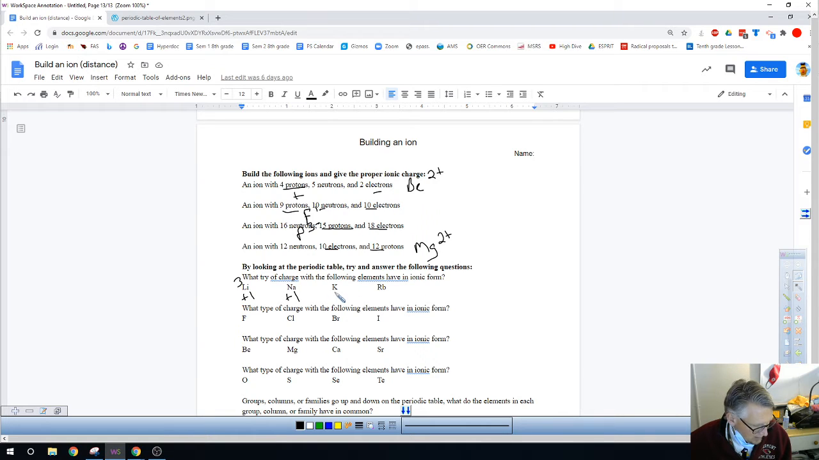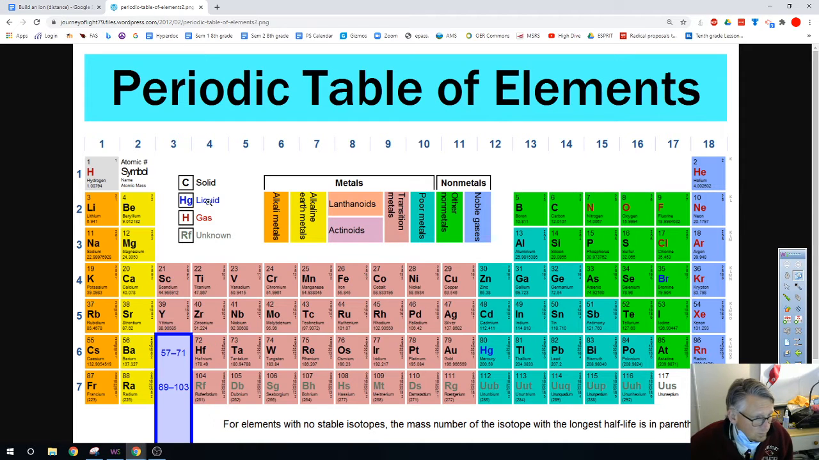And potassium is right underneath it. It will have a +1 charge. And rubidium is right underneath it, and it will have a +1 charge. So if we take a look at the periodic table, all of these in column 1 are going to have a +1. Now, if you notice, hydrogen is a different color. So it's really not in column 1, but lithium, sodium, potassium, rubidium, cesium, and francium, they all have 1 in the outermost shell, so they're going to want to lose 1.